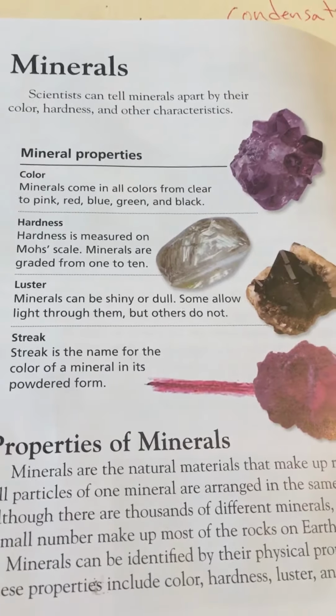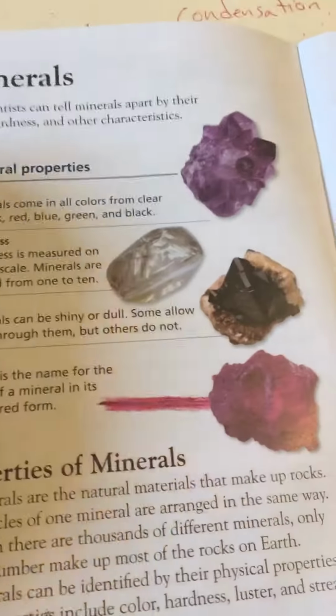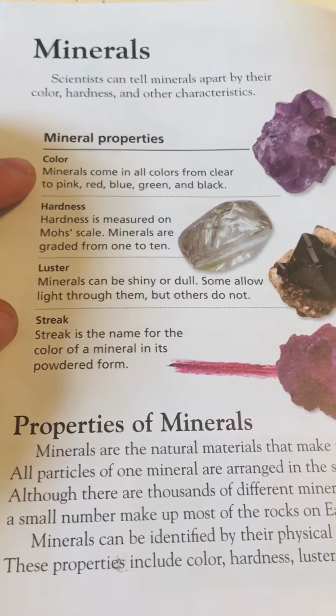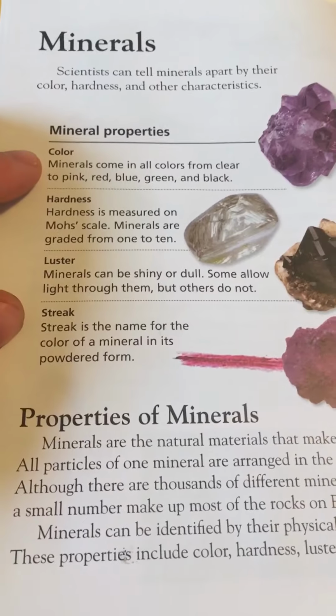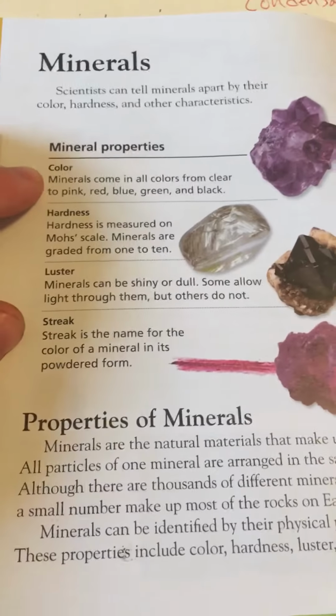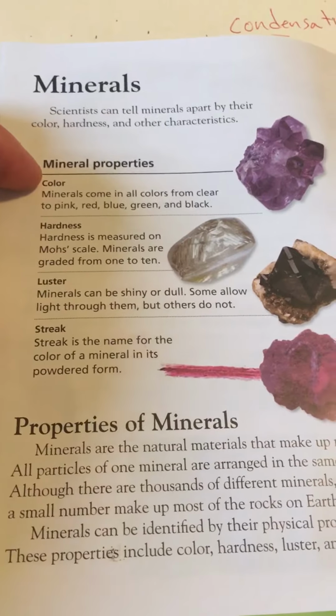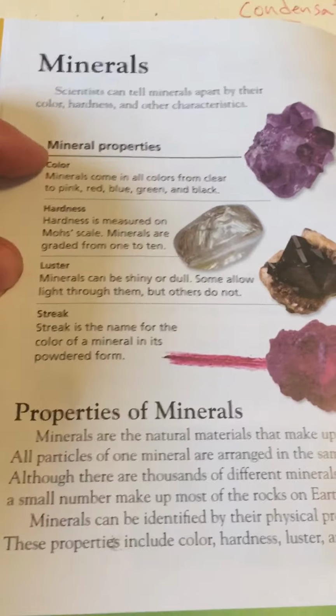So here, I found this book in my house, mineral properties. So color. Minerals come in all colors, from clear to pink, red, blue, green, and black. So if you were out and you were a geologist and you found a mineral, you could figure out what type it is by its color.